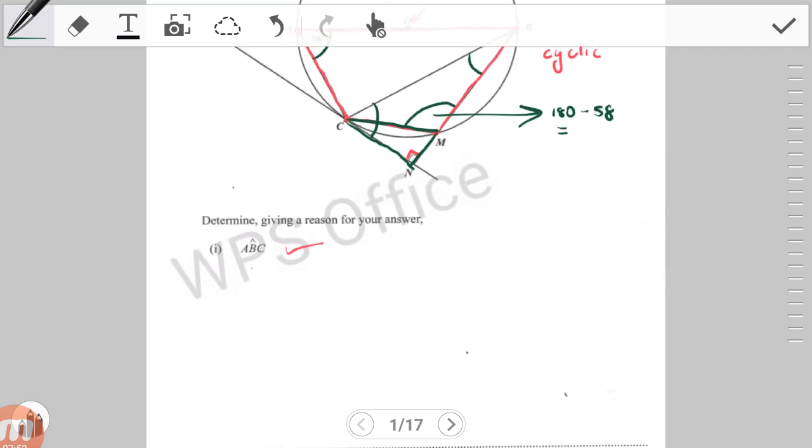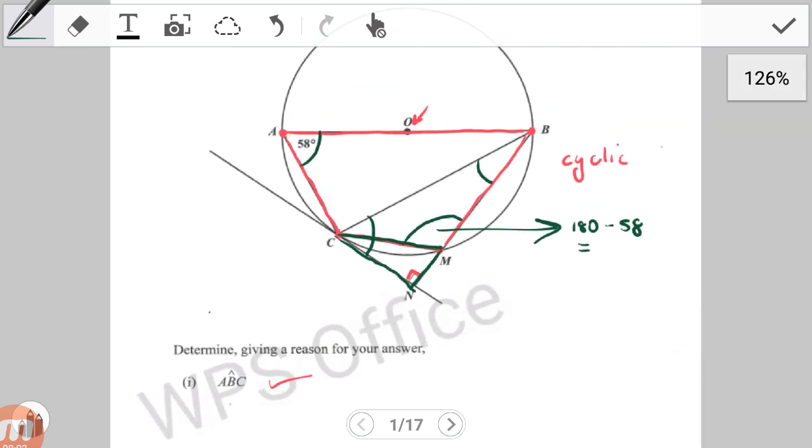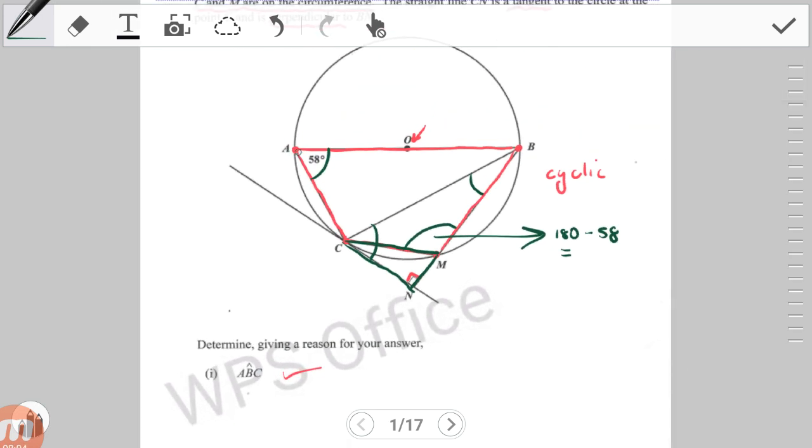It says that we're to determine, giving a reason for your answer, the angle that is marked at B, and it's made by A and C. So A, B, C, we're looking for this particular angle right here. All right, we're looking for that particular angle right here. Now, we don't have a lot of information, guys, but we can definitely try to figure something out here.